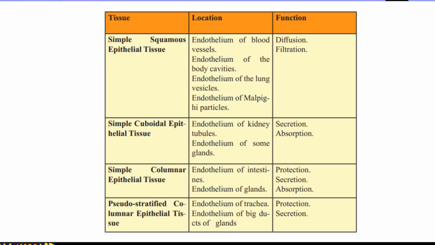So for simple squamous epithelial tissue, the main questions asked about this kind of tissue are about their location and function. For location and function, if we study that table and memorize it, it will be enough to answer the ministry exam questions. Simple squamous epithelial tissue is made up of one layer of flattened cells resting on the basement membrane with a central flat nucleus, and is located in the lung vesicles with the function of diffusion, in blood vessels for diffusion, in body cavities for diffusion, but in the glomeruli, which are part of the kidney, for the function of filtration.